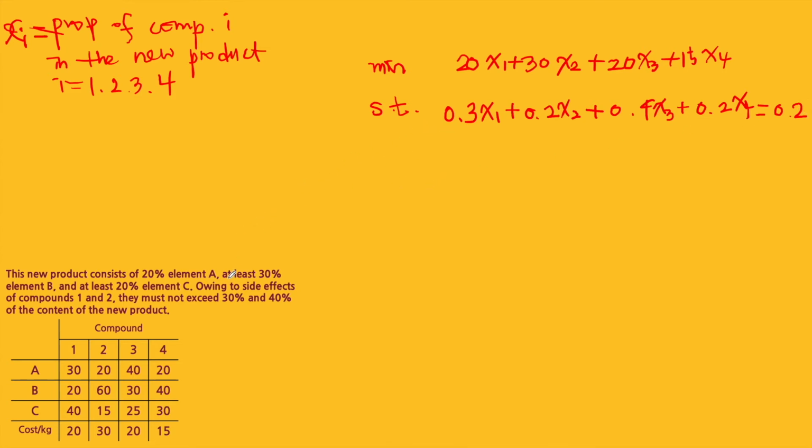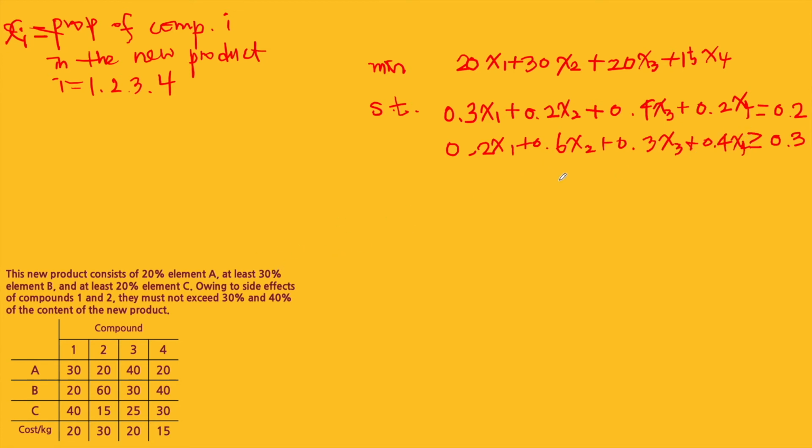And the next one would be the proportion of element B, which is at least 30%, so 0.3 and greater than or equal to. And then, same as element A, we can write down 0.2 x1, 0.6 x2, 0.3 x3, and the last one would be 0.4 x4.